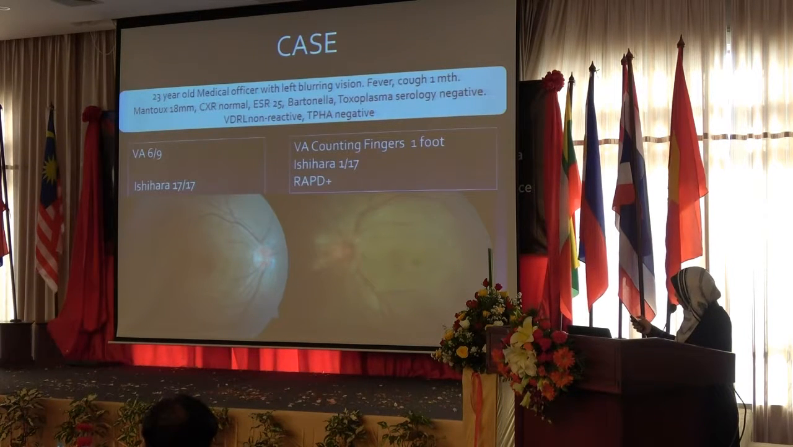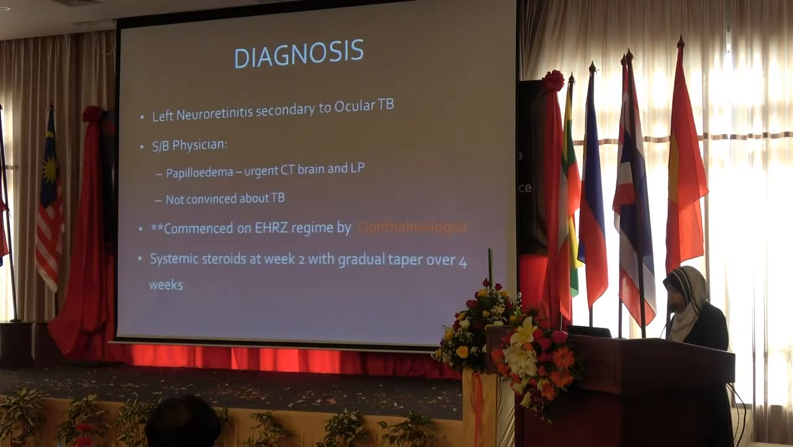The vision was counting fingers at 1 foot. There was a granuloma at the optic disc. There was optic nerve dysfunction, reduced color vision as well, and RAPD. So we made a diagnosis of left neuroretinitis secondary to ocular TB, and we looked upon our physician colleagues to initiate the anti-TB treatment as soon as possible.